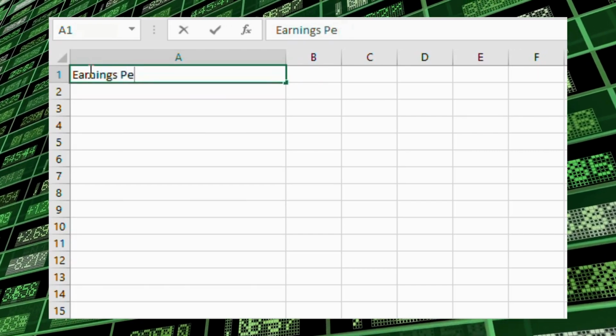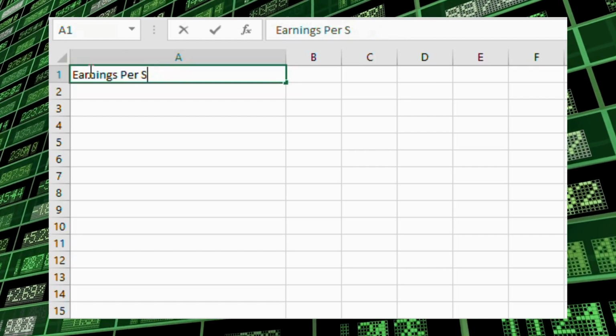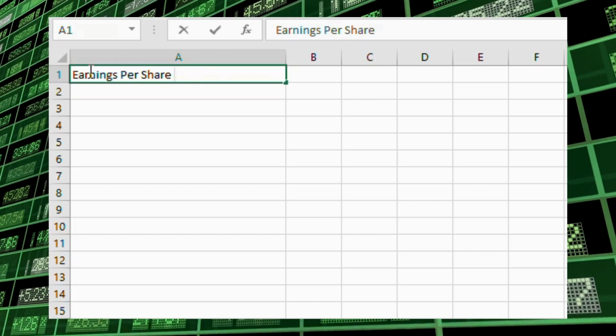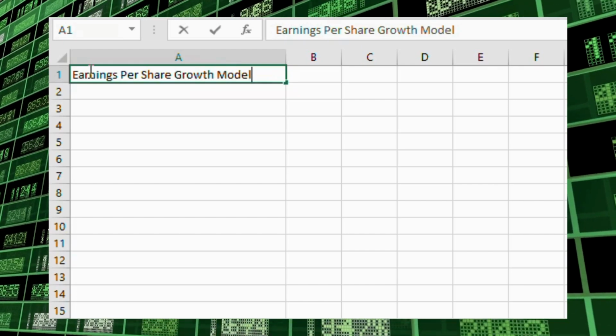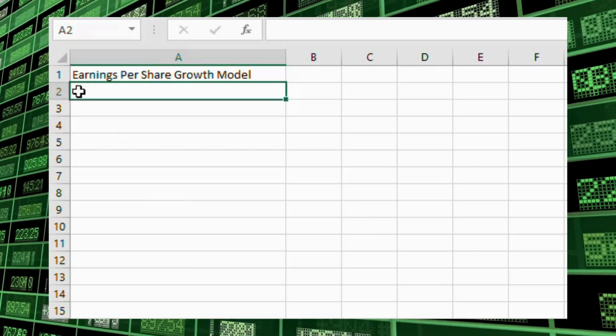Step 1. Setting up your spreadsheet. Open a blank Excel sheet, and we'll start entering data in cell A1. In this cell, enter the title, Earnings Per Share Growth Model, to set the context for the sheet.